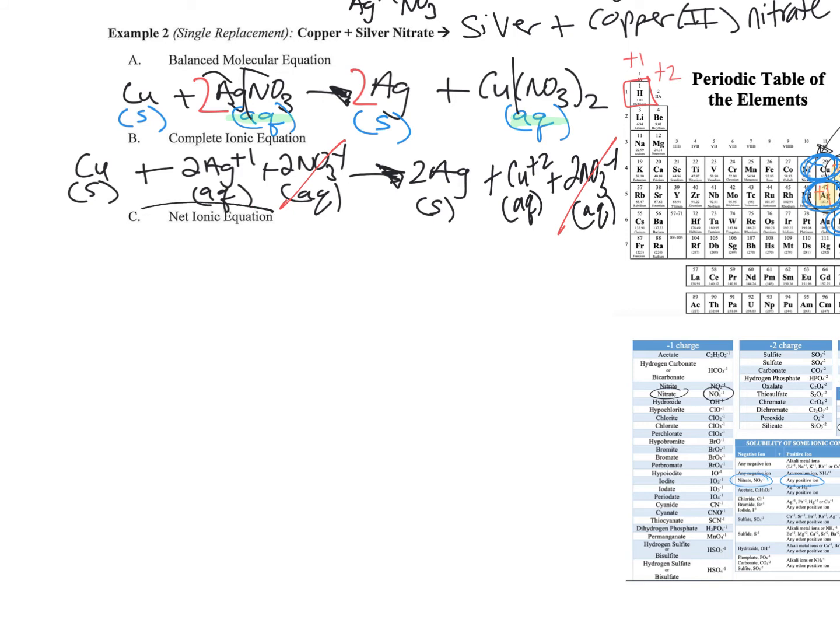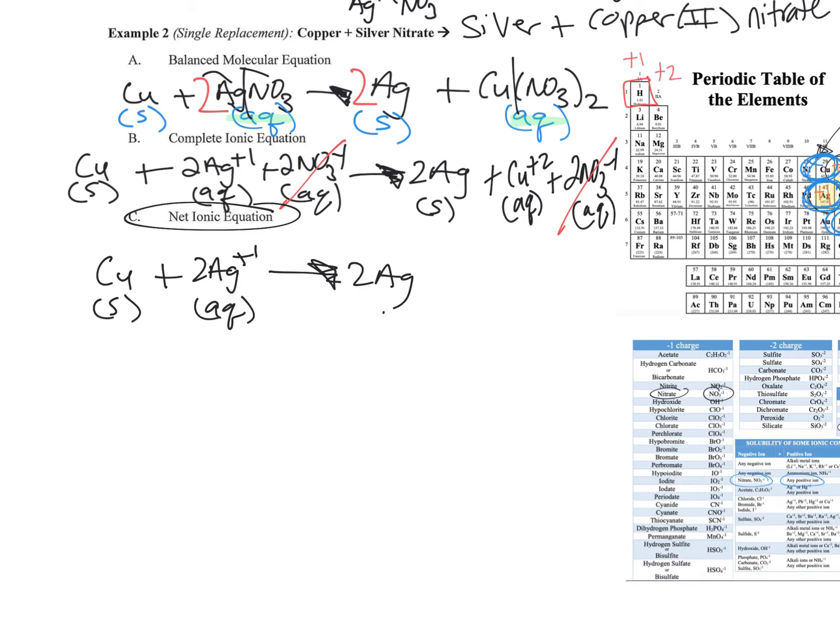So then to write our net ionic equation, we're going to write down the things in step B that we did not cancel out. And this is the net change, the true change. So I have copper solid. I've got my 2 Ag plus 1, my silver aqueous ions, and that is it. And then on the product side, I produce 2 solid silver and copper plus 2 ions that are aqueous.